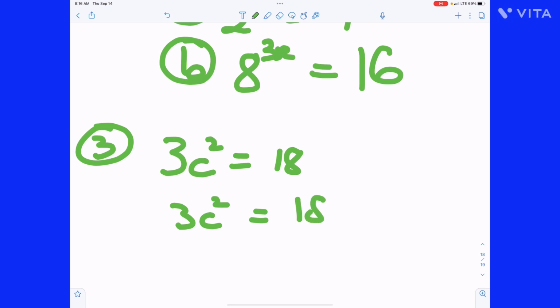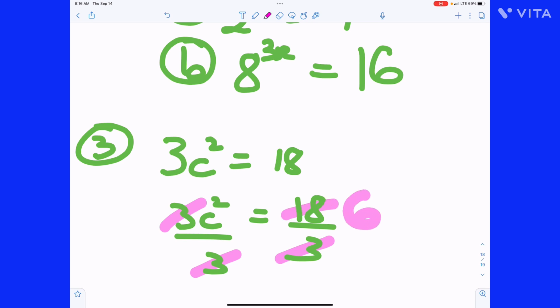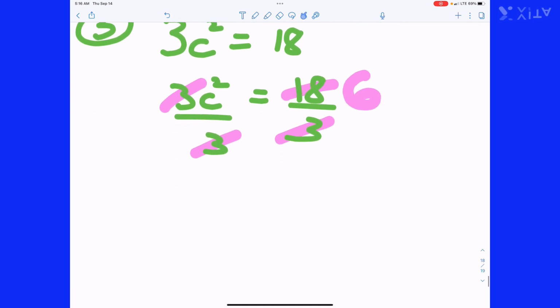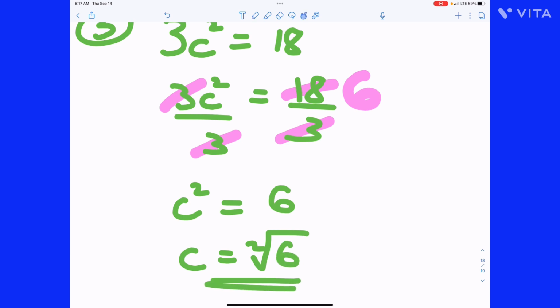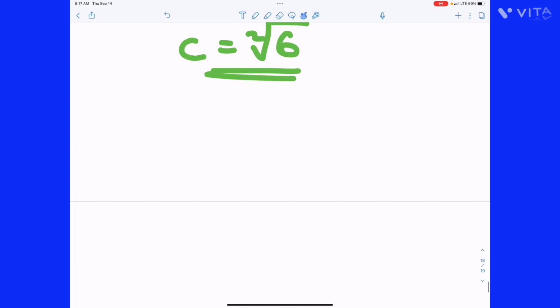So you can divide both sides by 3. 3 here, 1; 3 here, 6. So what does that give you? You'll be left with c squared is equal to 6. So c will be square root of 6. If c squared is 6, c will be square root of 6.